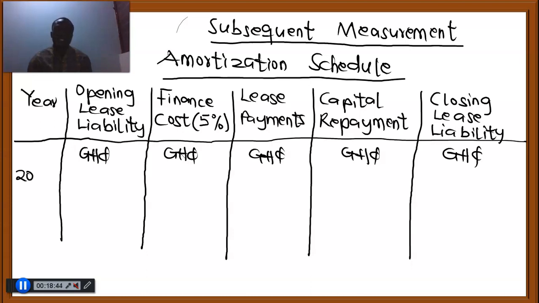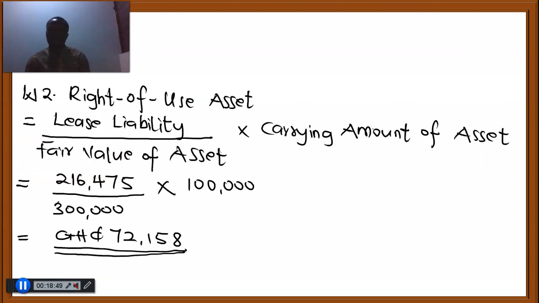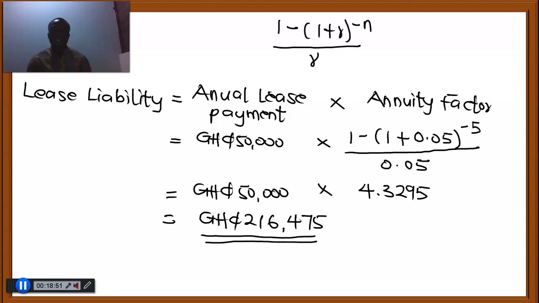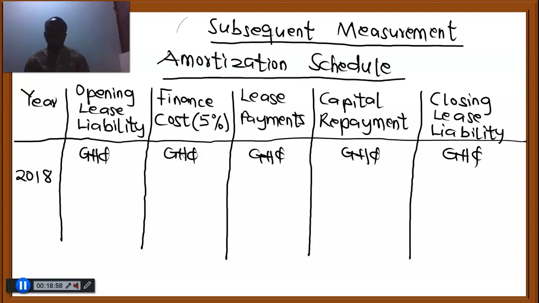So the first year is 2018. We realize that the opening lease liability is 216,475. So we begin with that figure. We find the finance cost by multiplying 5% by the opening lease liability, and that gives us 10,824. That is, we've rounded it off to the nearest whole number.